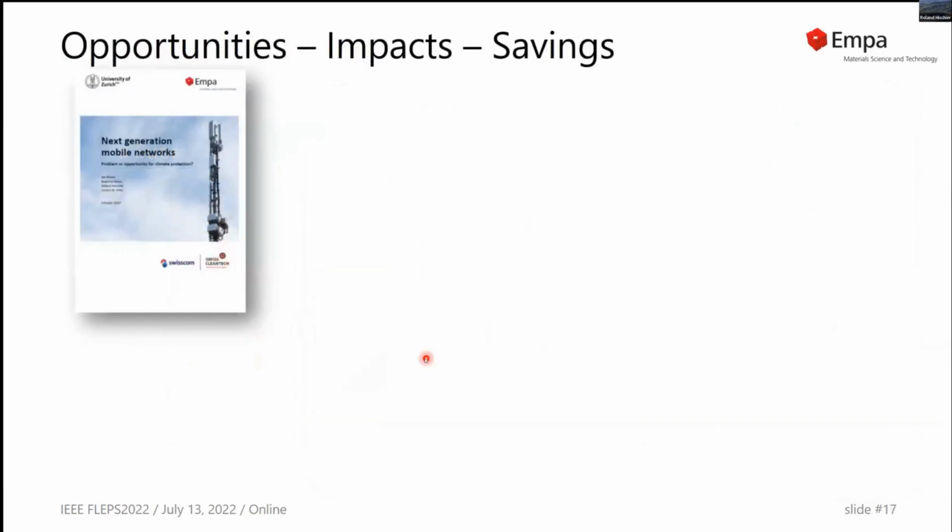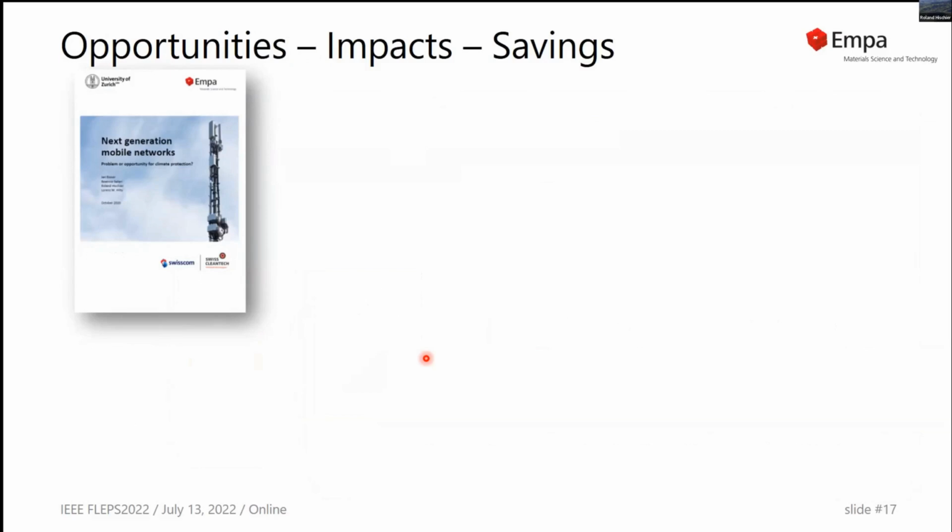A second example I've already shown at the very beginning: ICT could replace traveling. Now I have only shown the traveling impacts. I haven't shown yet the impacts from ICT. I come to this later.